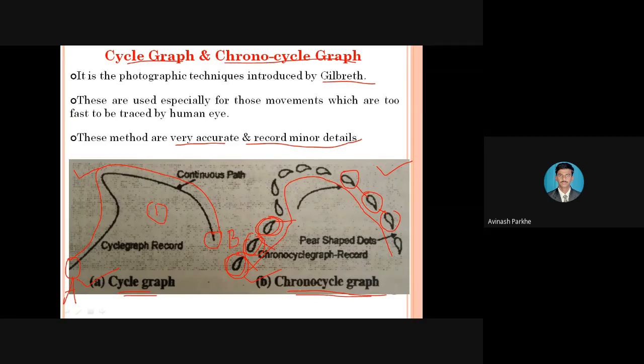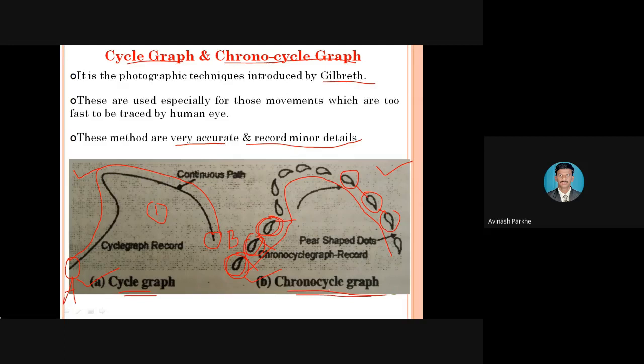In both the methods, we are using LED bulbs which are attached to each hand or finger of the hand. In addition to that, a camera is provided near that particular workstation in order to go for the observation. So whatever movements are taking place, maybe in the cycle graph or maybe in the chronocycle graph, all those movements can be traced by observing through the camera. And from that camera, you will get the output in the form of such graphs. So in the cycle graph, only a single line is there, but in case of a chronocycle graph, you will get the output in the form of pear-shaped dots.